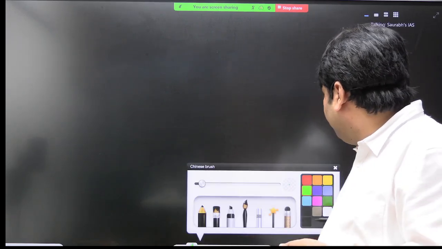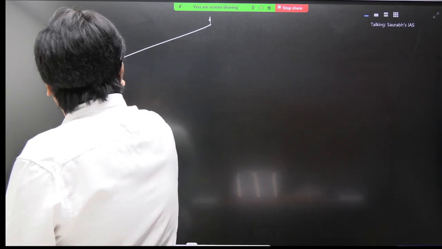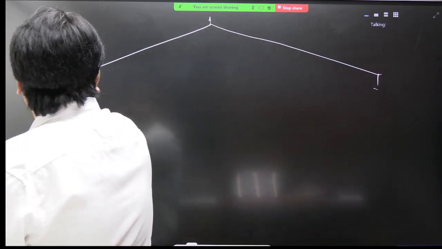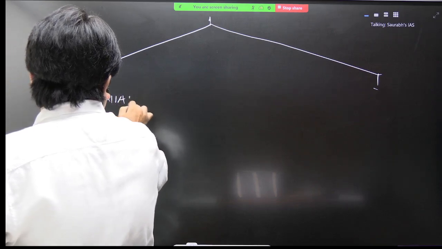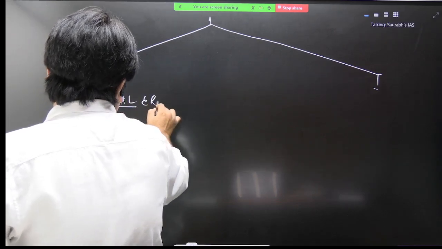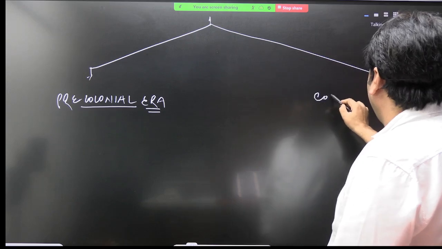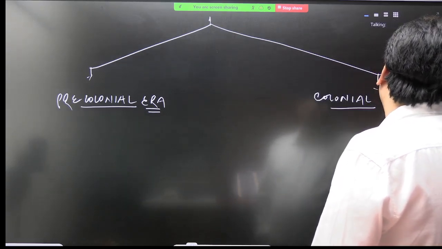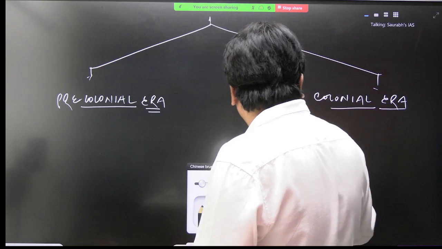Now we are coming to the first. We will draw a sketch. Draw this sketch. That is very important. One part you will write pre-colonial era, and the second part is colonial era. Pre-colonial era and colonial era.